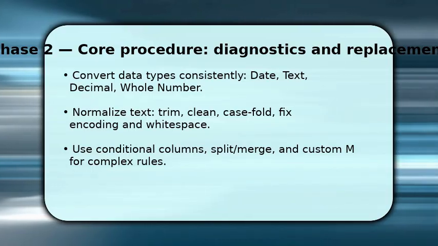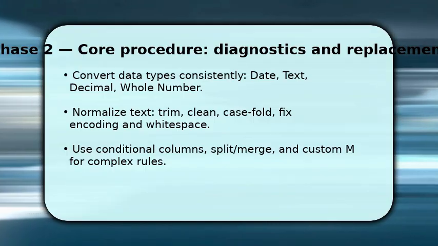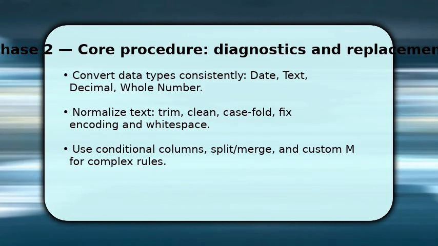Once done, normalize text, trim whitespace, remove control characters, and standardize casing to avoid duplicate categories. Use split or merge columns for composite fields and add conditional columns to map messy values to canonical terms. For edge cases, write compact M expressions. They are powerful for row-level fixes. Make sure to test on your sample before applying globally.